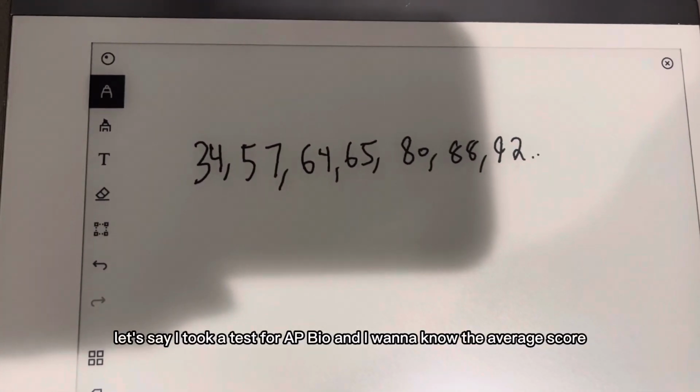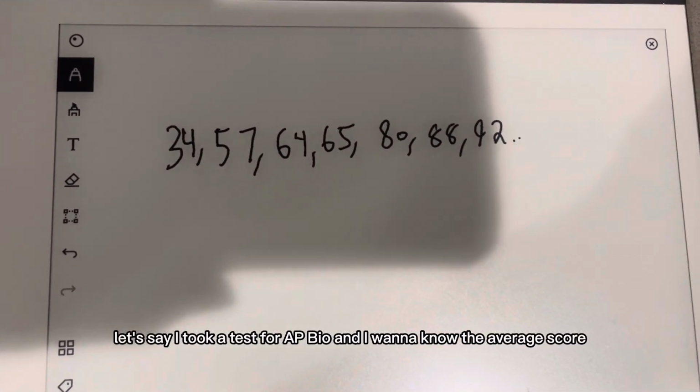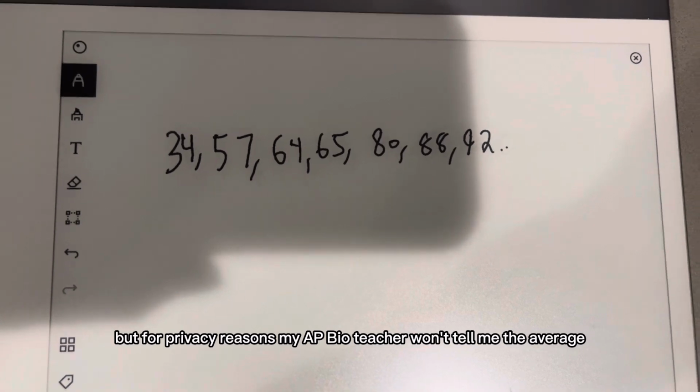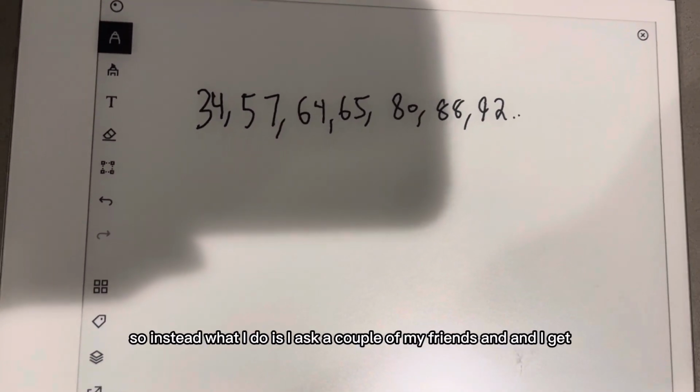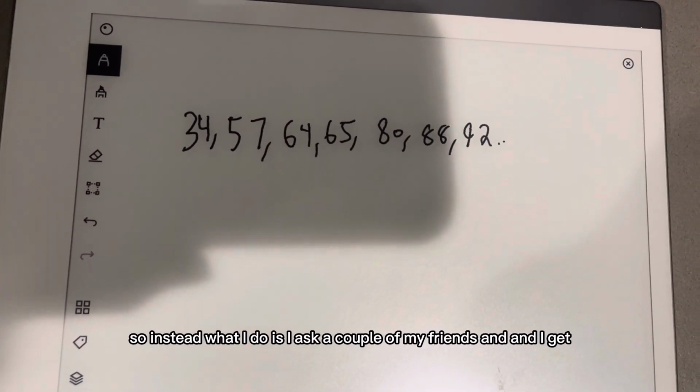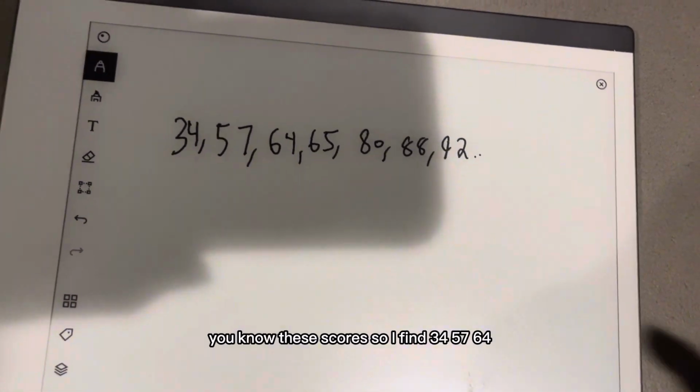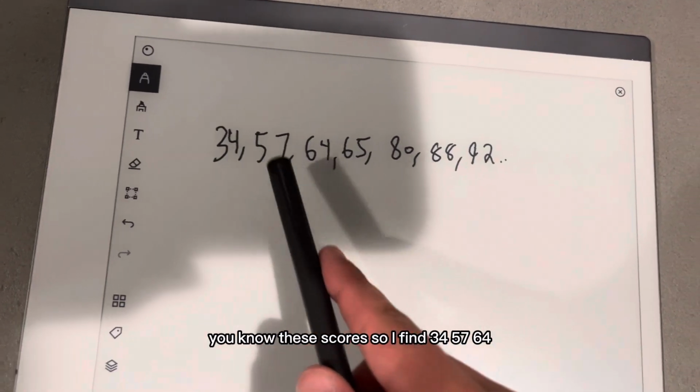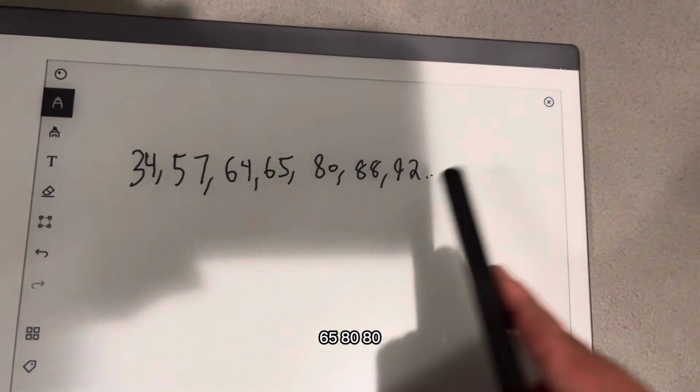Let's say I took a test for AP Bio and I want to know the average score. But for privacy reasons, my AP Bio teacher won't tell me the average. So instead I ask a couple of my friends and I get these scores. So I find 34, 57, 64, 65, 80, 88, and 92.